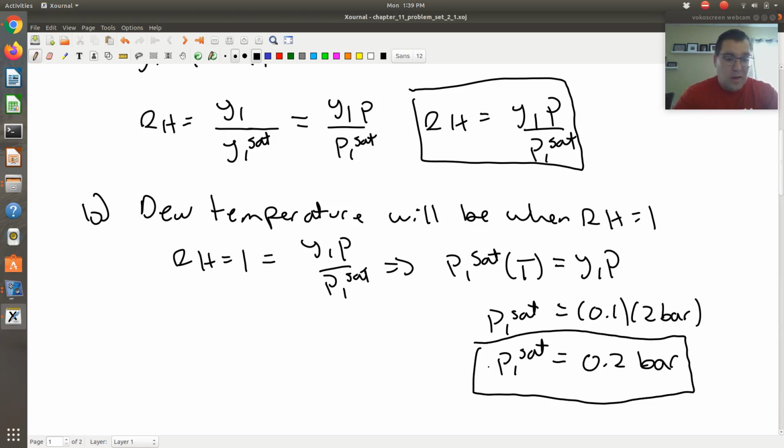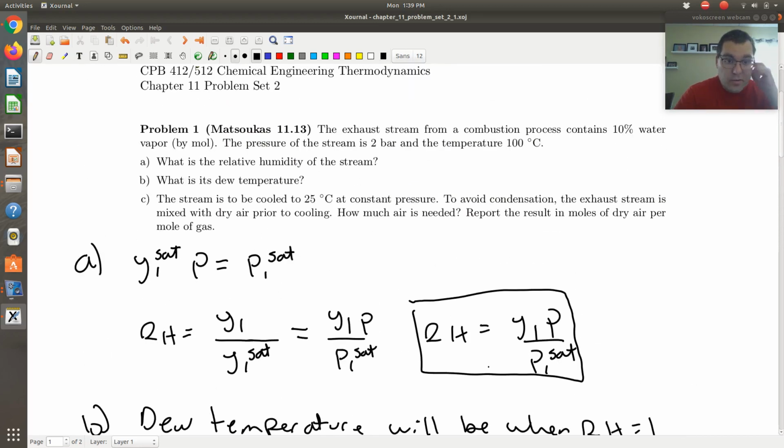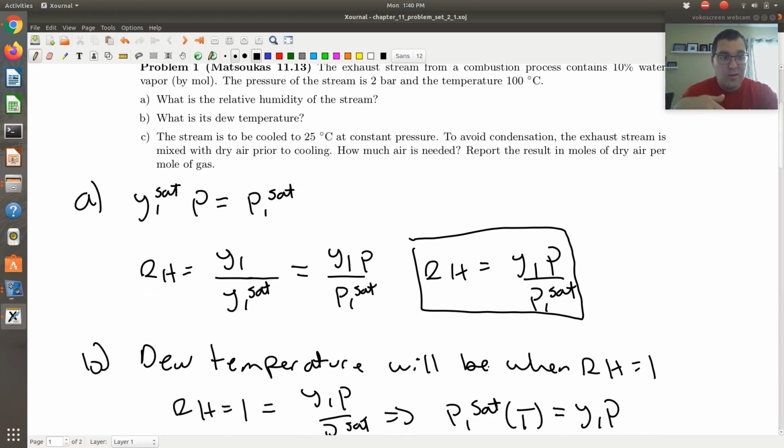So basically, if we're at 100 degrees C, P1 sat would correspond to 1 bar, and we'd find we have a relative humidity of 0.2, I think we said. And so we know that if we were to cool down the temperature of my exhaust stream, we're looking for the temperature at which water begins to condense out of my air. So we're solving for the temperature at which we could begin to condense water.